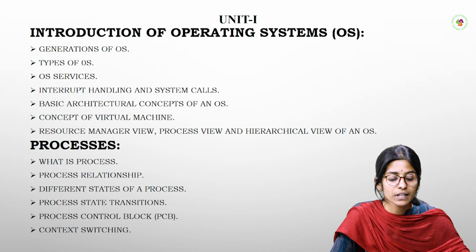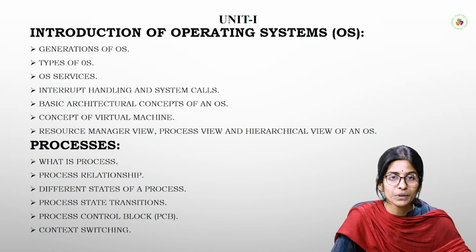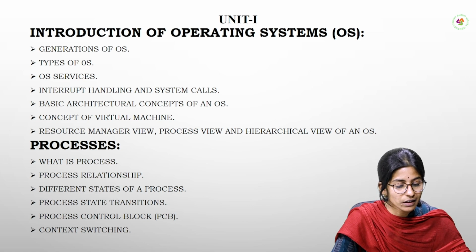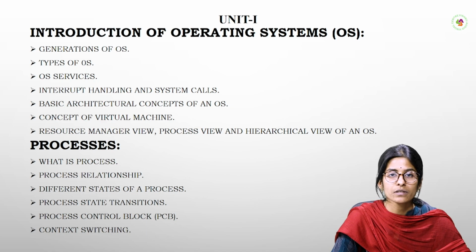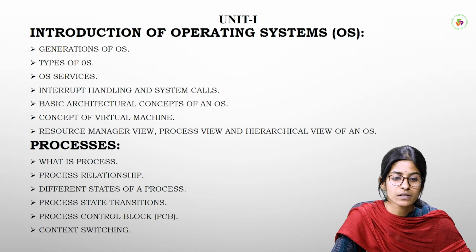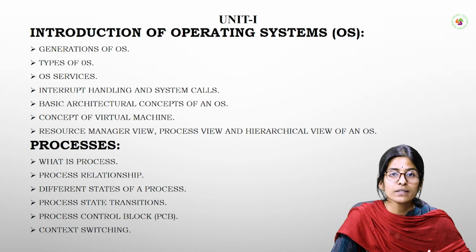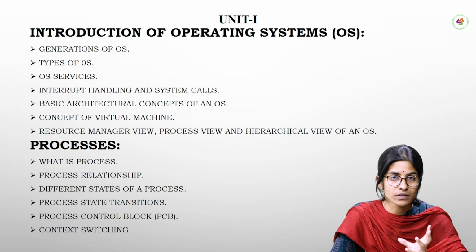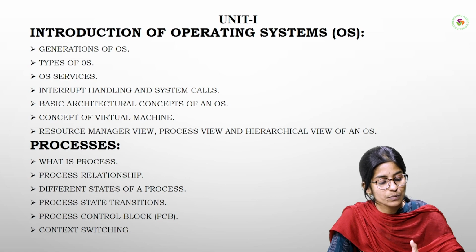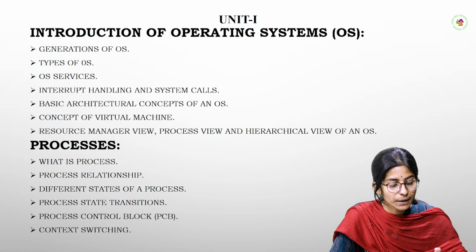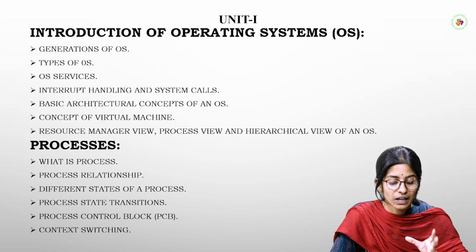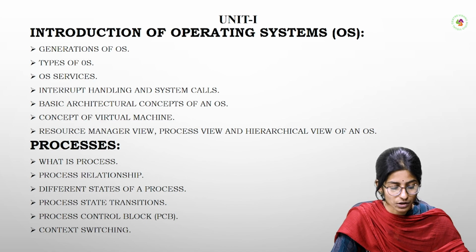After that, we have the second topic, process. We will learn the complete picture about the process in the second topic of unit 1. In this, we learn what a process is, process relationships, and different states of a process. This is the main important topic in process. How many states of a process do we have? We have 5 main states of a process. Those types we learn in this topic. And context switching, we learn about context switching in this process topic only.